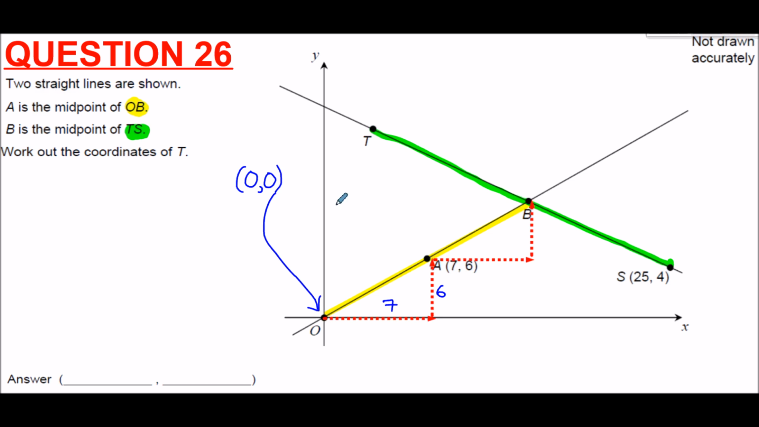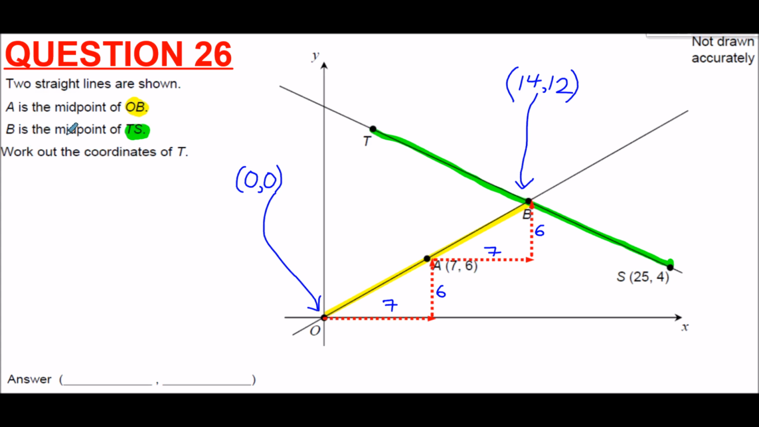Another way of thinking about this is we can just double the coordinates of A in this case. So 7 plus another 7 gets us to B, so B must be 14 along, and the y coordinate of B, we go 6 up, then another 6 up, which will be 12. So B has to be 14 and 12. And now we know B, we can have a look at what it says about B.